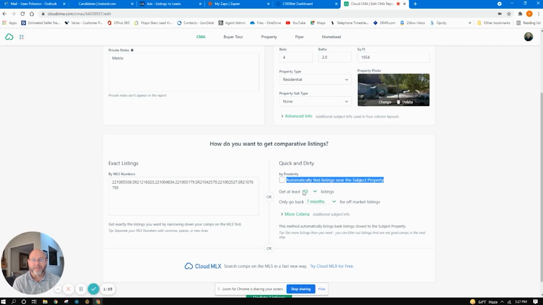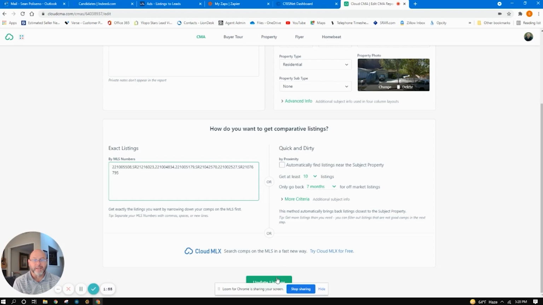And it's going to use this criteria: at least 10 listings, 7 months back, and any additional criteria. But see how it says the "or" right here? I personally choose this option, and I bring in the MLS numbers from my MLS search. So I'm using the MLS to figure out which comparables I want to use, and then I just use the CMA to create the report. I'm not using the CMA to actually search for comparables, and that's what this site is here.